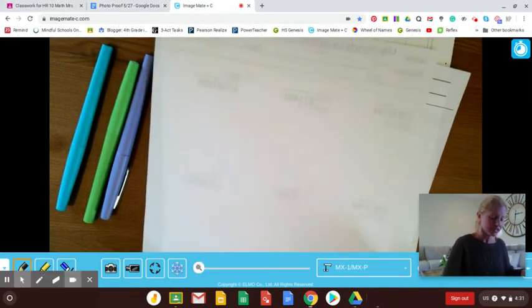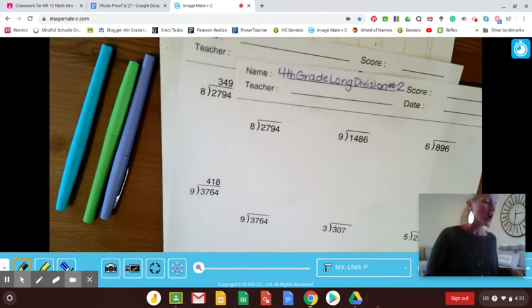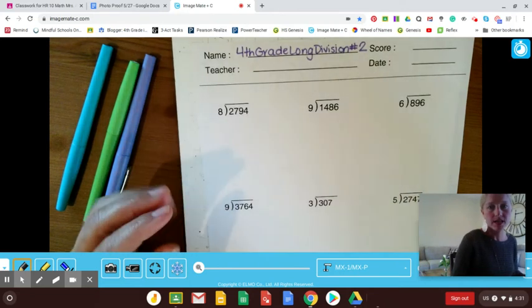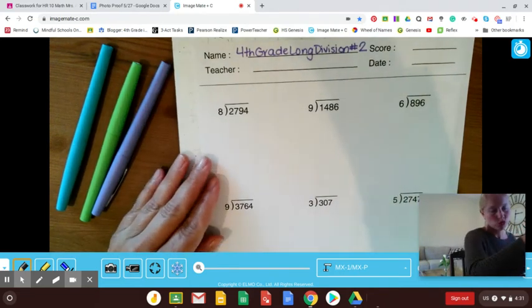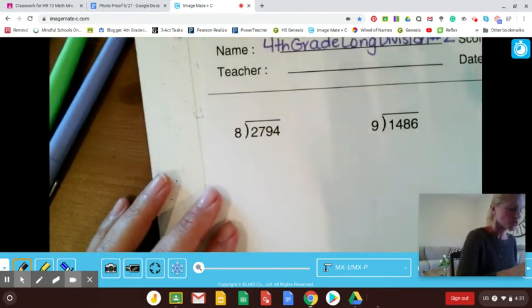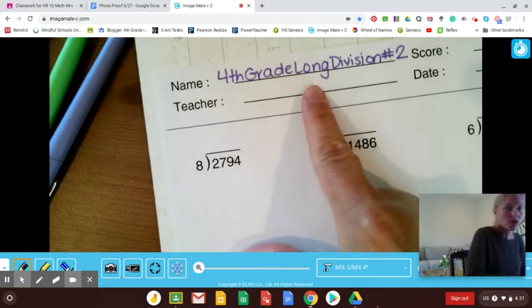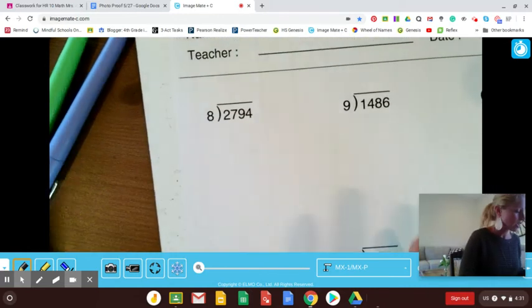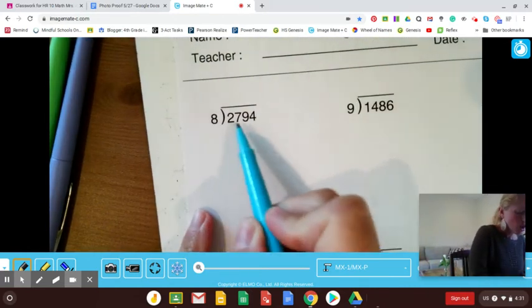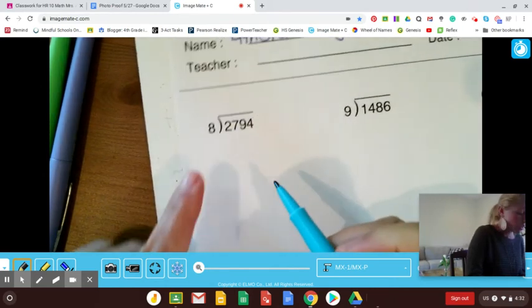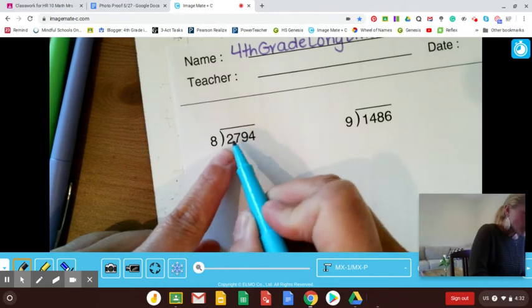All right, so let's take a look at the kind of problems from both worksheets, and then that will give you a better idea of which one you choose to do today. So we're first going to start off looking at this one. This is just a fourth grade long division worksheet. You'll notice we have our divisor, our dividend, and then our quotient would be at the top. So, can an 8 go into a 2?